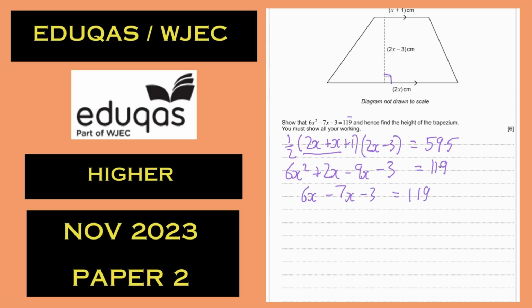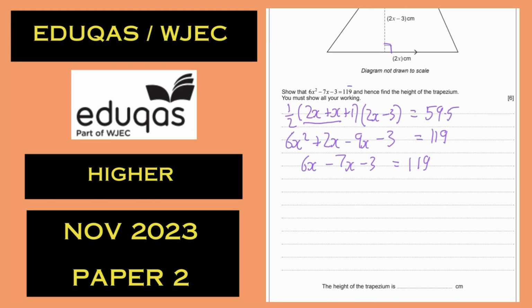But that's only worth a couple of the marks. It says, and hence find the height of the trapezium. The height, by the way, is not the number we find when we find x. The height is 2x minus 3. So when we found x, we're going to need to double it and subtract 3. How do we find x? It's a quadratic, folks. No one saw me miss that.